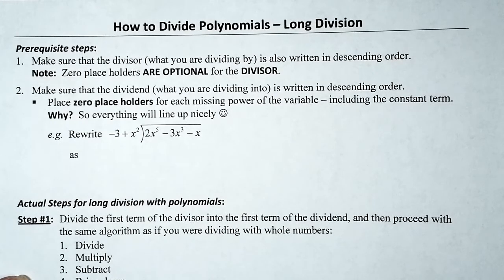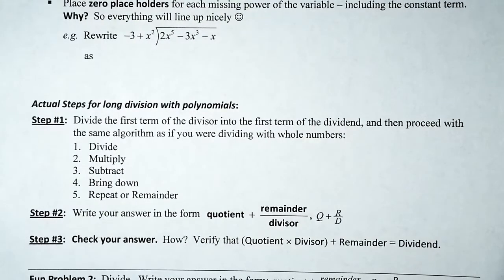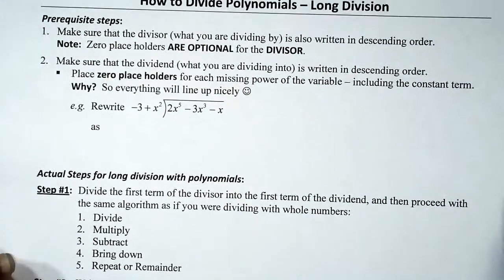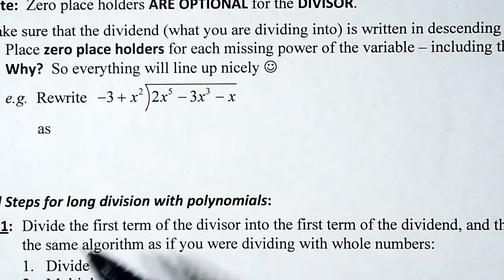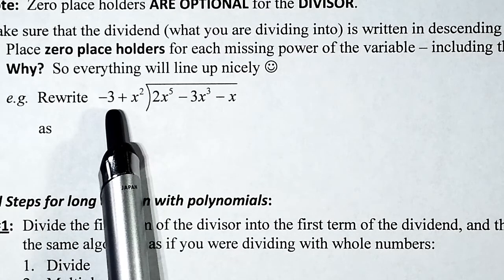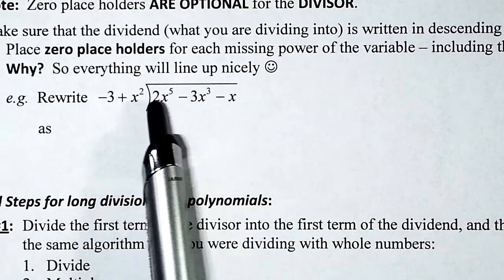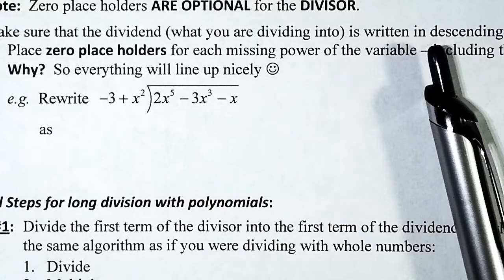To divide polynomials using long division, you're going to use the same strategy as if working with whole numbers: divide, multiply, subtract, bring down, and then repeat or spit out the remainder. But before we start to actually divide, let's look at the prerequisite steps. When it comes to polynomial long division, there are three things that need to be met. One, a divisor in descending order. Two, a dividend also in descending order. And three, a term for each power going down in the dividend. Let me explain.